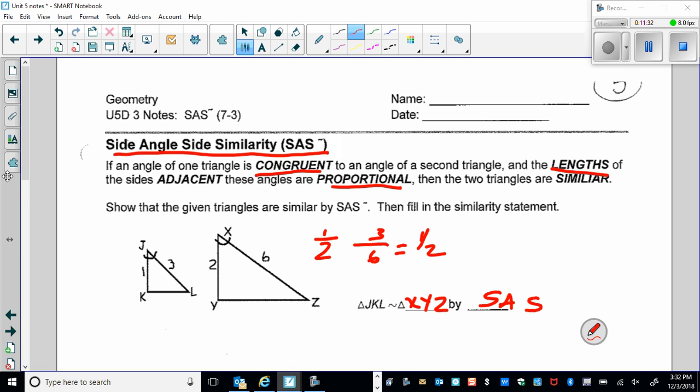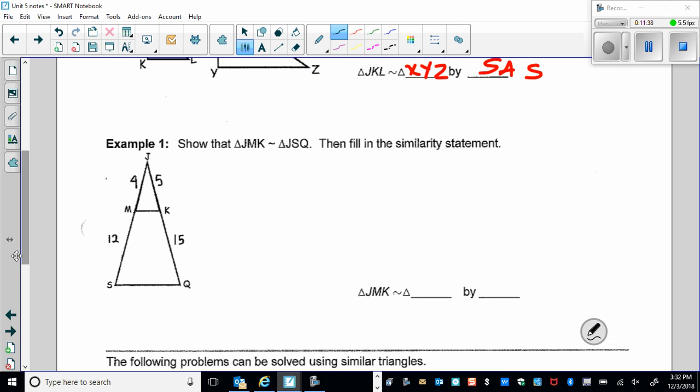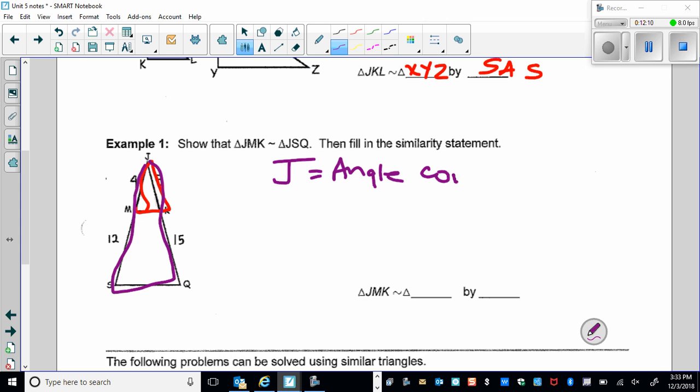And it's the same thing that we use to prove. So now they give you a couple of examples. In example 1, it says, show that JMK and JSQ, so JMK is this top triangle, right? This top triangle is similar to JSQ, the big one. So they both have J in common, right? That makes J the angle that they have in common, right? Okay, that makes it the reflexive property, it's congruent.